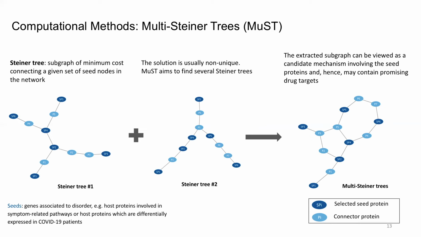The motivation behind returning multiple trees instead of one is that the solutions to the Steiner tree problem are usually non-unique, and computing several Steiner trees increases the stability of the extracted mechanism.